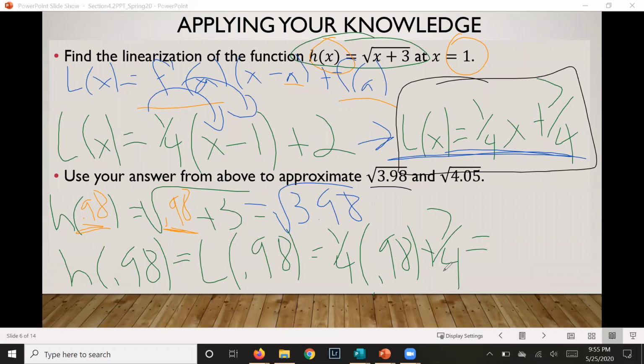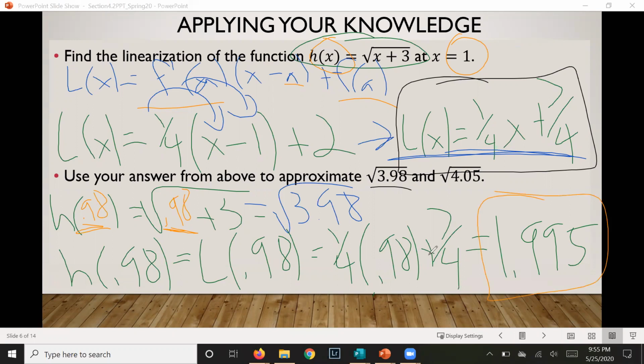If we work that out, we end up with 1.995. Okay? And so that would be our approximation for the square root of 3.98.